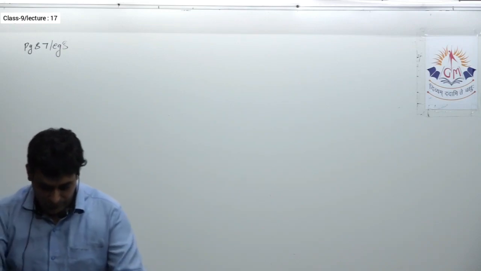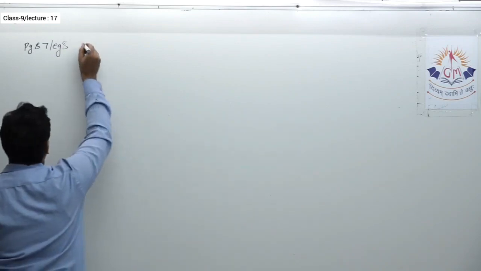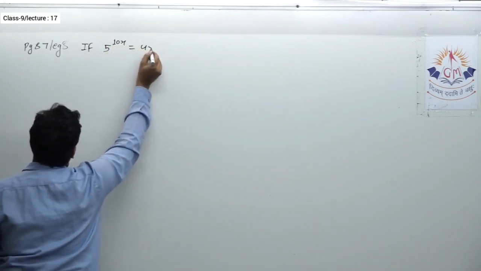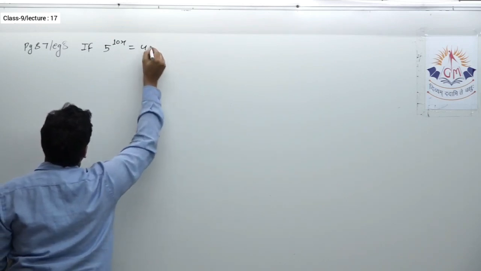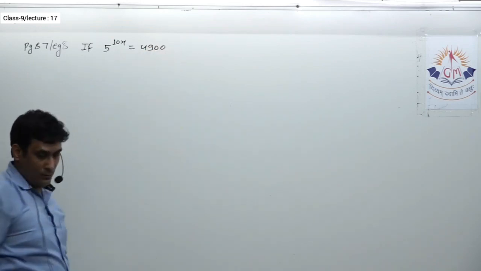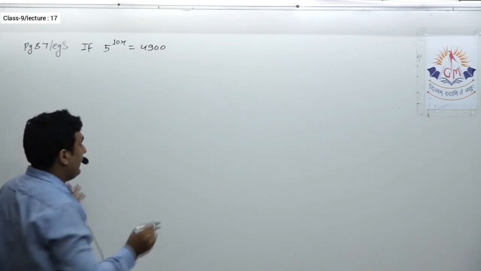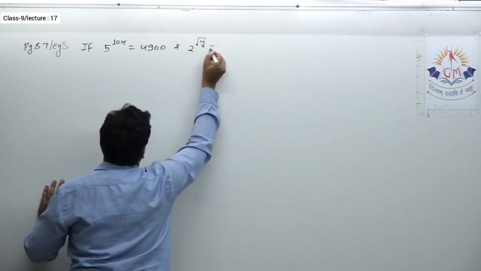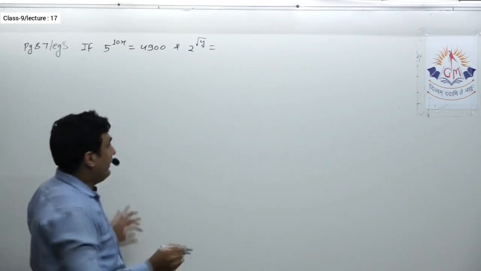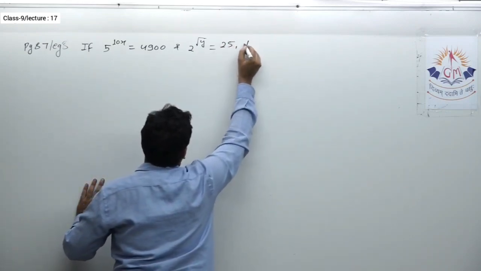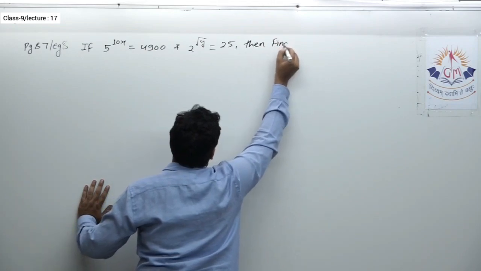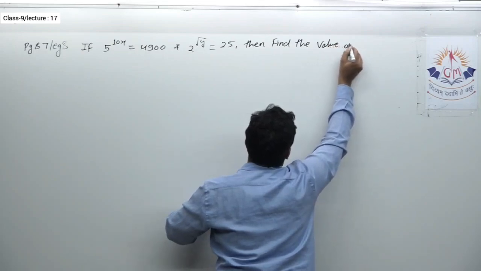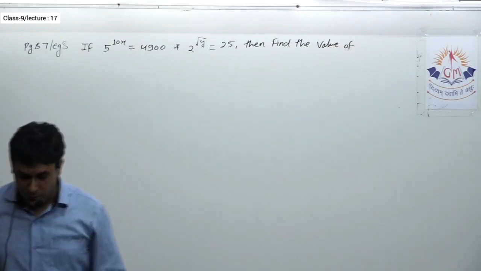Okay, the question is, if 5 raised to 10x is equal to 4900, and 2 raised to y and 2 raised to square root of y is equal to 25, then find the value of an expression in x and y, whose value you have to obtain.